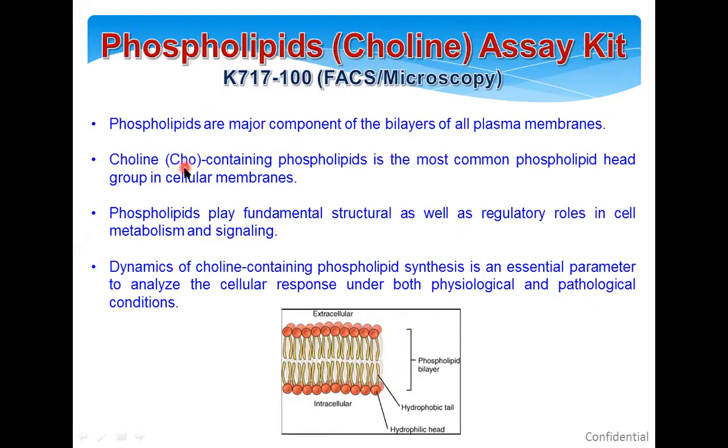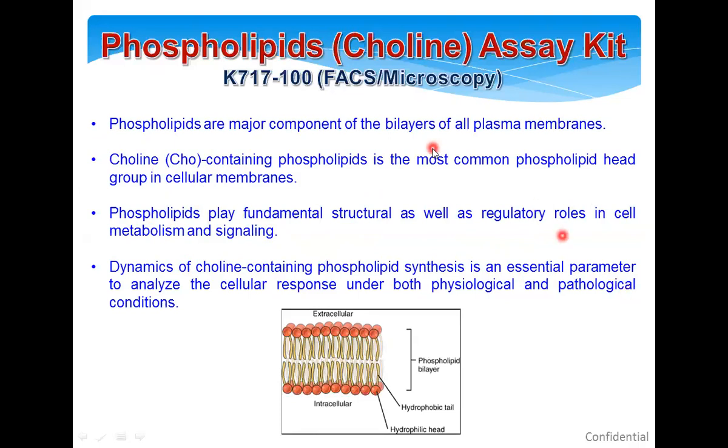And among all the phospholipids, phosphatidylcholine is the most common, compared to others like phosphatidylserine. So in this range of kits, we mainly use a choline analog. Phospholipids play important roles, both structural and regulatory, in cell metabolism and signaling. And the dynamics of choline containing phospholipid is an essential parameter to analyze the cellular response under both physiological and pathological conditions.